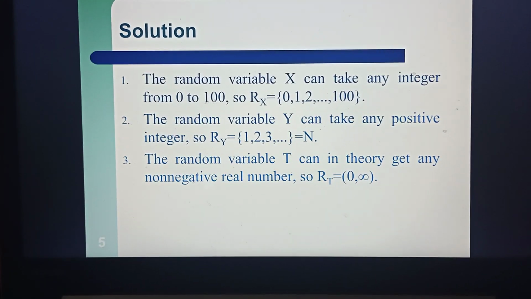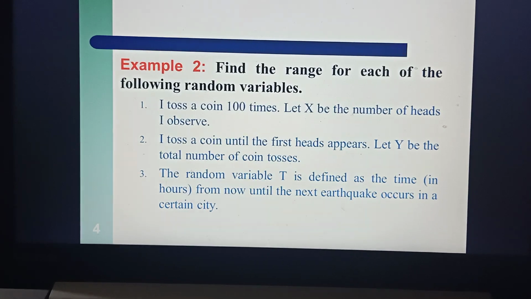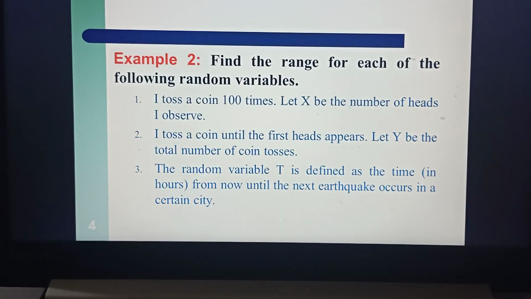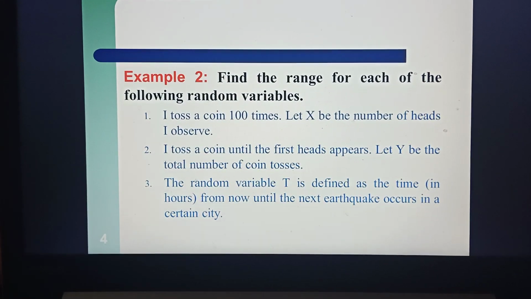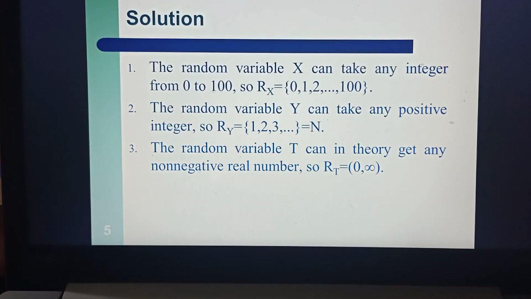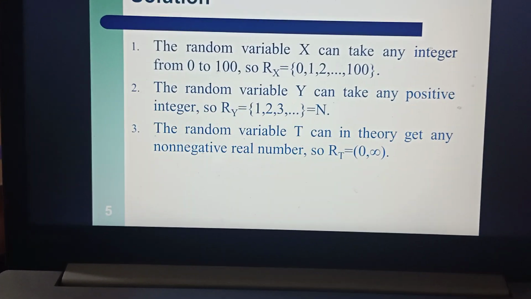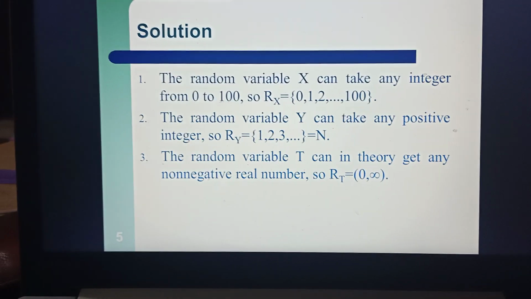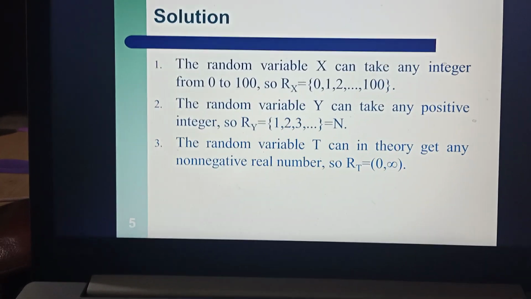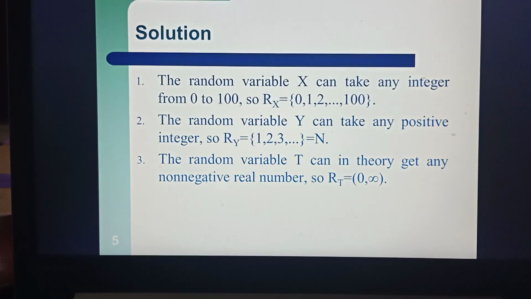Now coming to the third question, the random variable t is defined as the time in hours from now until the next earthquake occurs in a certain city. So what would be the range of the time? It is either 0, because no earthquake, or it can be infinite, because you don't know when the earthquake is going to happen. So therefore the solution is 0 to infinity.